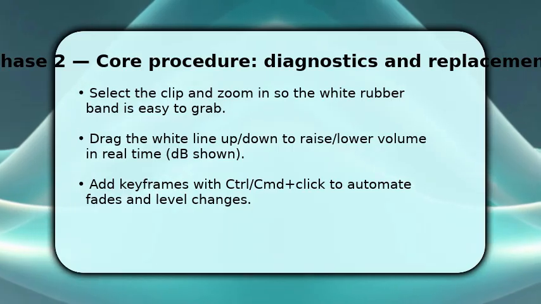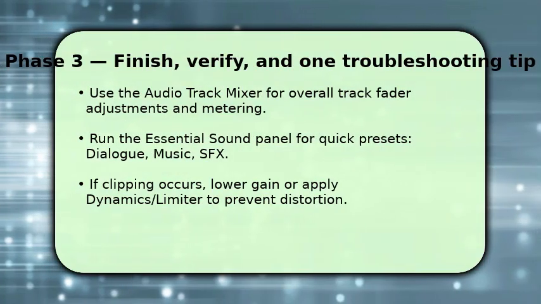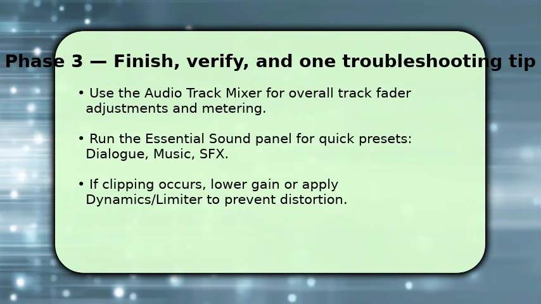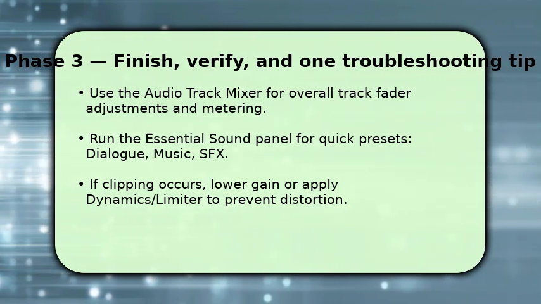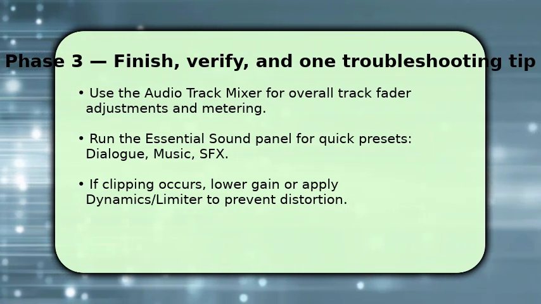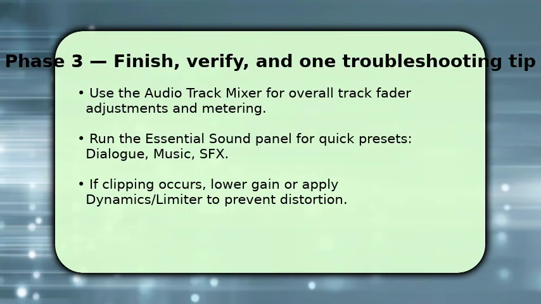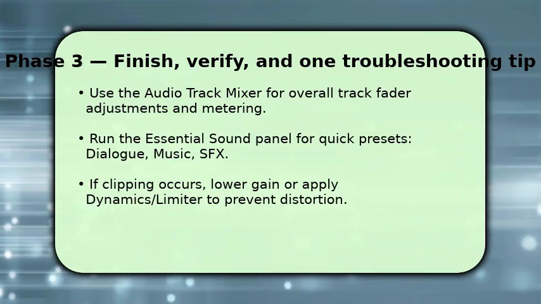Once your clip volume looks right, use the audio track mixer to nudge the track fader and watch the meters so peaks don't clip. Meters tell you whether to reduce or raise levels. For faster cleanup, tag the clip in the Essential Sound panel and apply a preset like dialogue or music. These normalize and add gentle compression.